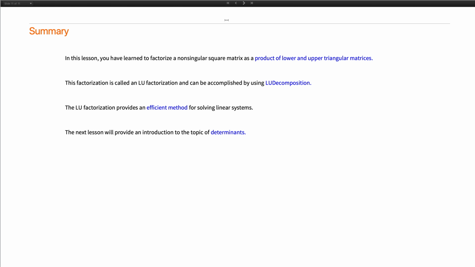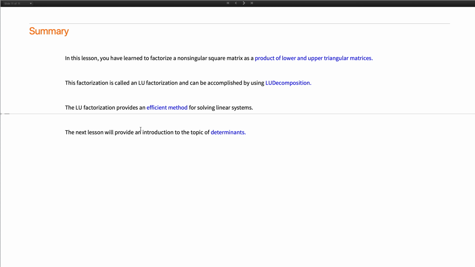And that brings me to the end of the lesson. So in this lesson, you learn to factorize a non-singular square matrix as the product of lower and upper triangular matrices. So this factorization is called an LU factorization, and we have a very nice function which does it for you automatically. The point is that this factorization actually gives you a very efficient method for solving linear systems. So in fact, this is why LU factorization is very important in linear algebra.